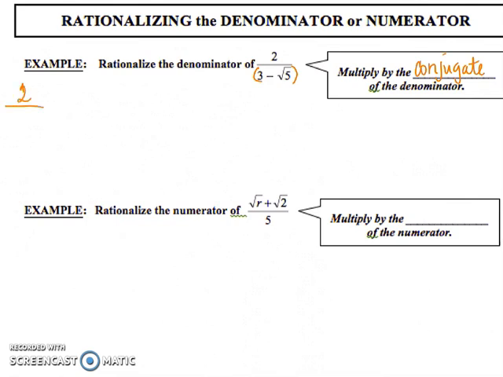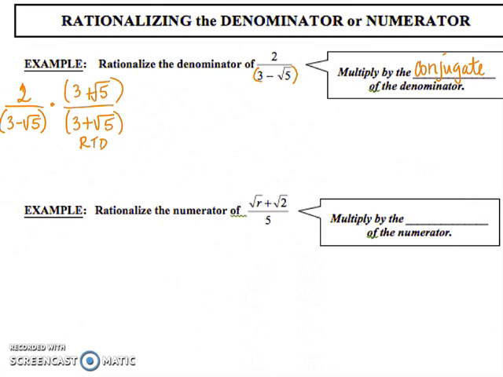So we're going to begin with our expression 2 over 3 minus the square root of 5. Whatever we do to the bottom, we have to do to the top. And remember, the conjugate is 3 plus the square root of 5. We have to make sure that we are changing the sign on that. I'm going to put a little RTD, that stands for rationalizing the denominator.